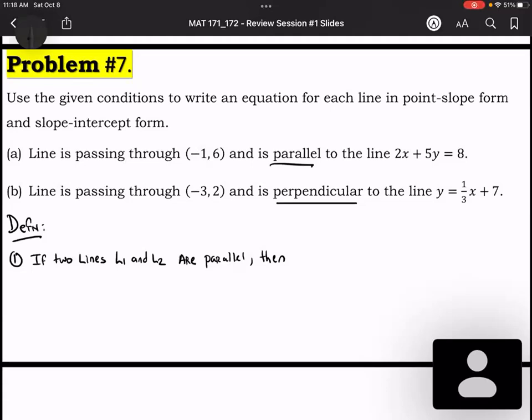That's right, Emily. If two lines, L1 and L2, are parallel, then M1 is equal to M2. Their slopes are the same, right? Same slope. But of course, they have a different y-intercept.